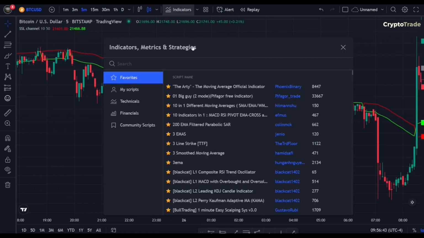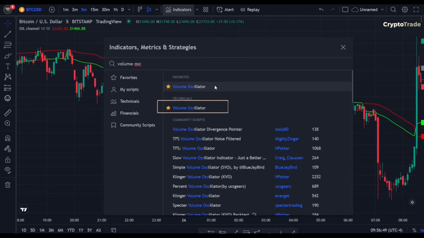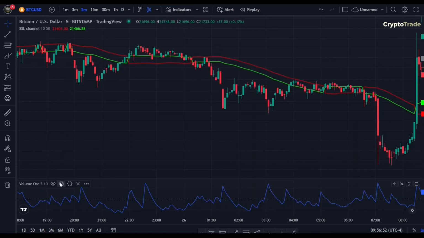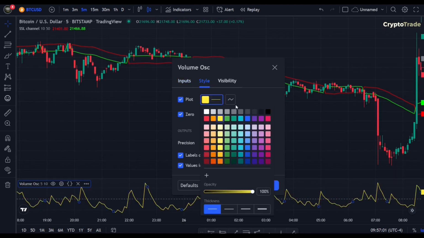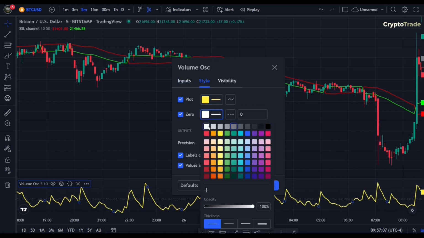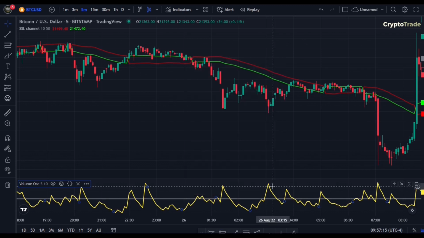Open the indicator search box again and type volume oscillator. After that, click on the indicator to add it to the chart. To adjust the indicator, click on the wheel of settings. In the Style tab, change the color of the plot from blue to yellow and adjust the line's thickness to be more visible. Change the color of the zero from gray to white, adjust the thickness of the line to be more visible and change the dashed line to line. Everything else stays at the default setting. Now the setup is complete.